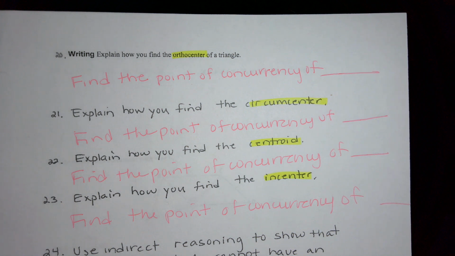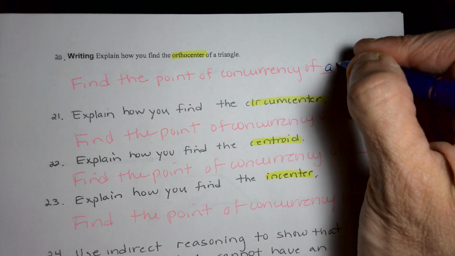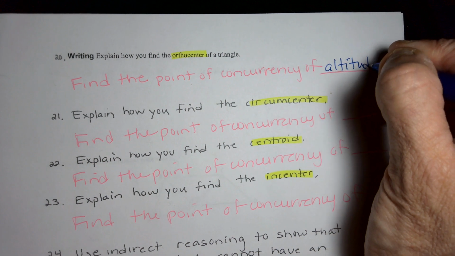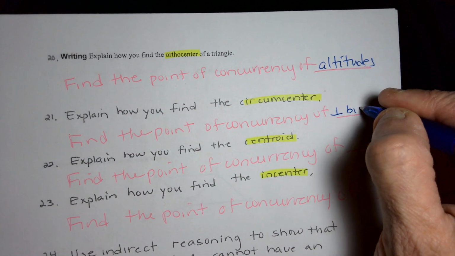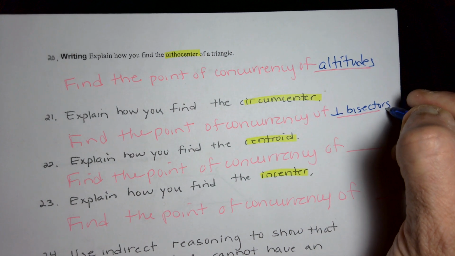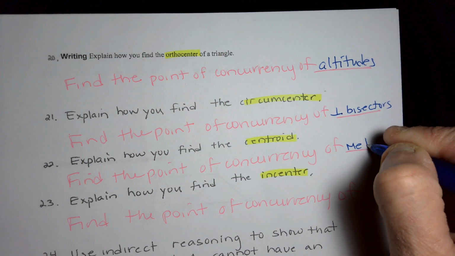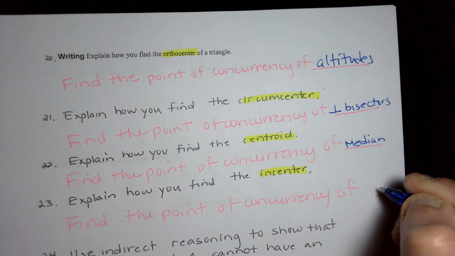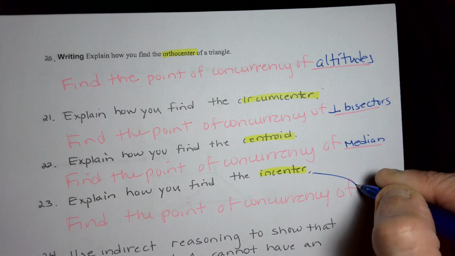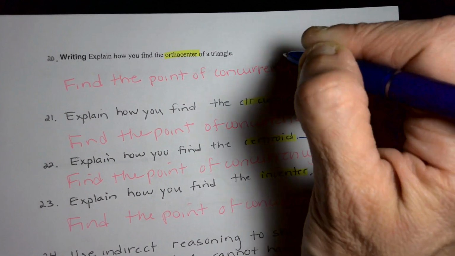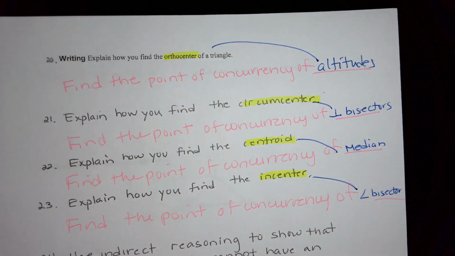Those were the altitudes. Circumcenter was the perpendicular bisectors. Centroid was the median. And incenter was the angle bisectors. So I guess just make sure you study those and know that those go together. Okay?